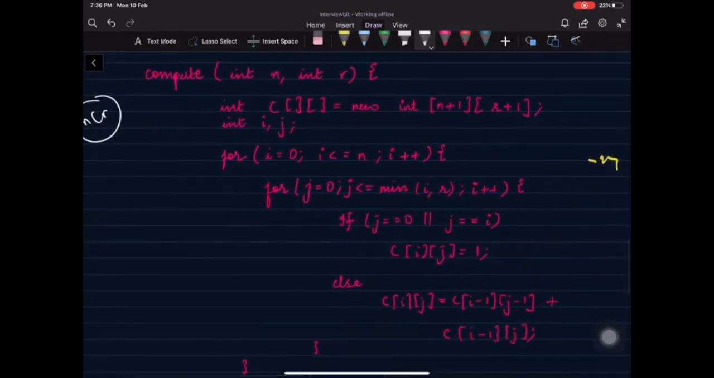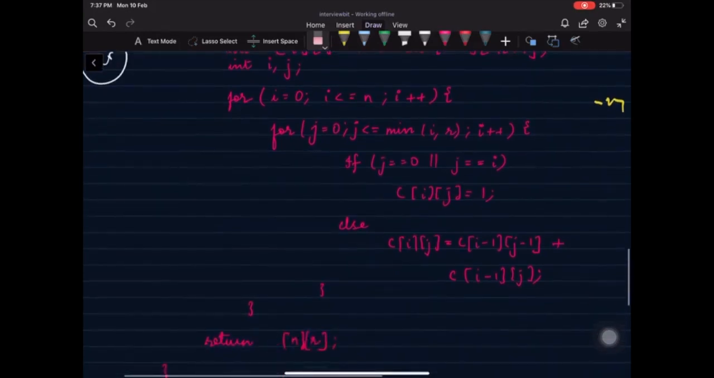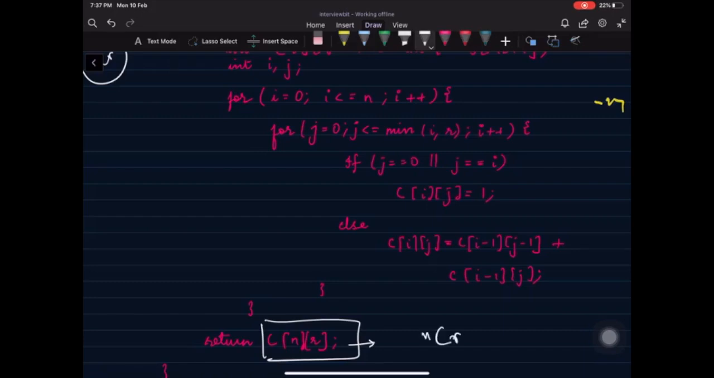What we can do is make a 2D array to solve this problem, where the number of rows will be equal to the value of n and the number of columns will be equal to the value of r, and by traversing the whole matrix we can fill the values one by one. In the end, the value present in this cell will be the value of nCr, and after calculating it you can simply take the mod to get your answer. Here we are taking it with mod m, right?